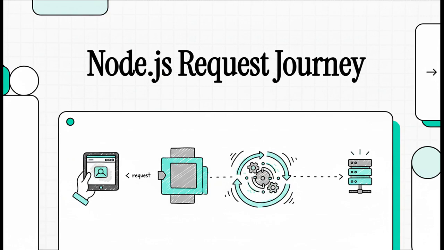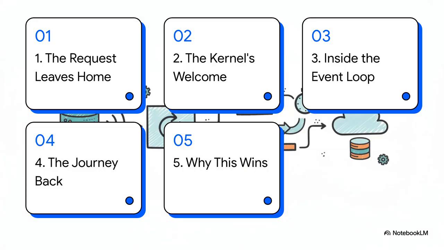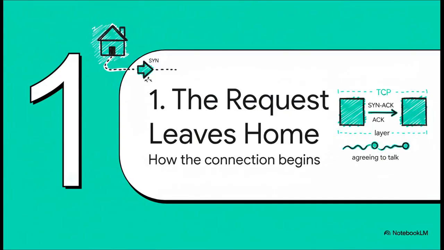Let's get into it. Okay, so here's the game plan. A request's journey has 5 main stops. First, we'll see how it even leaves home, how the connection gets started. Then we'll see how the operating system's kernel gives it a big welcome. After that, we dive into the main event, the Node.js event loop itself. We'll follow the response on its way back, and then finally, we'll put all the pieces together to see why this whole setup is such a massive win. All right, let's kick things off with part 1, the request leaves home.